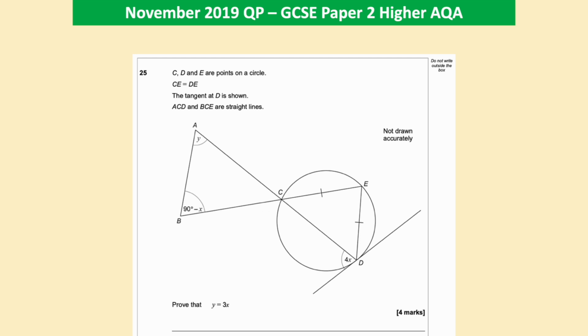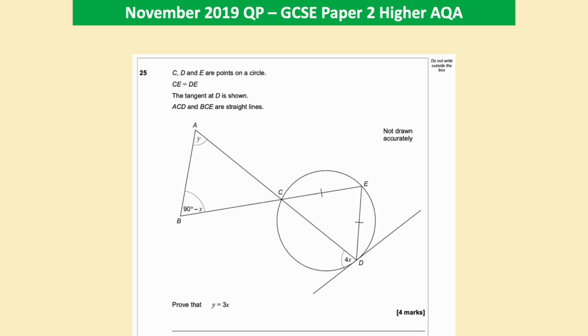So today we're going to be looking at a 2019 question relating to circles. The question says C, D and E are points on a circle. CE equals DE. The tangent at D is shown. ACD and BCE are straight lines, and you're asked to prove that y equals 3x.